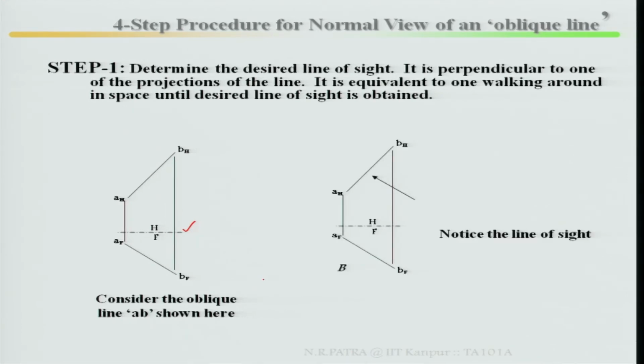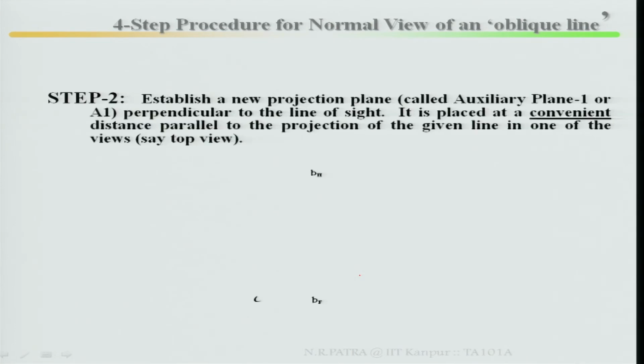Now look at this line of sight: AH, BH, AF, BF. What is your line of sight? You have to walk around in space so that it is perpendicular to one of the projections of the line. If this is the line, the line of sight is perpendicular to one of your projections of the line. Now, come to step 2.